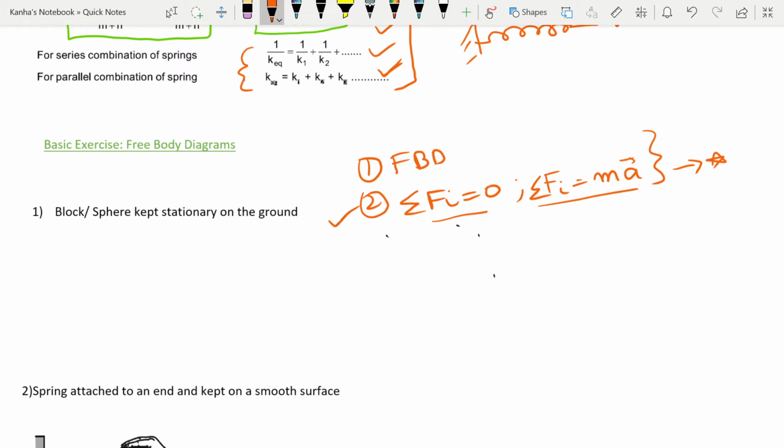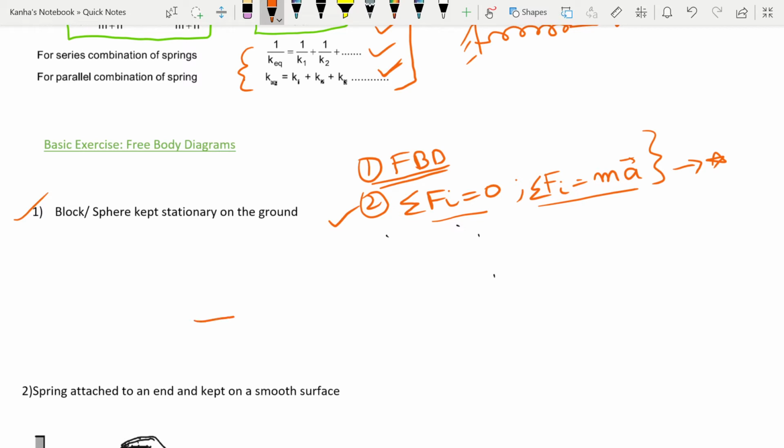The second part is quite easy to do. The first part is the only one that you need some concepts about, and I'm giving more focus to this because even in the later part of the course things will get a little involved. So it's okay if we take a very basic approach while going through this lecture. So let's start with blocks or spheres kept stationary on the ground.